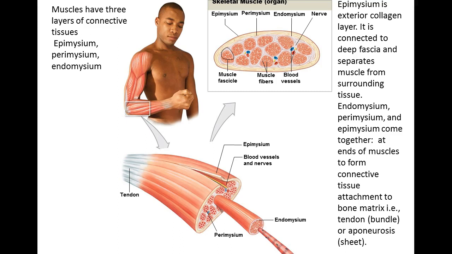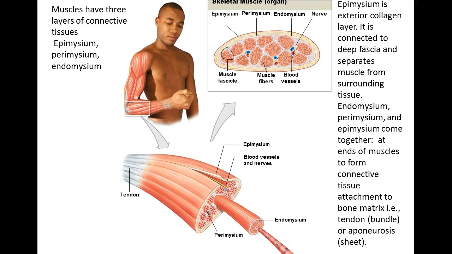Systems are going to have generally more than one type of tissue, and the muscle system is no different. You have connective tissue involved, you have nerves, you have muscles, and there are some areas where you have a little bit of epithelial cells too, but not so much. There are three layers of connective tissues: the epimysium, perimysium, and endomysium.